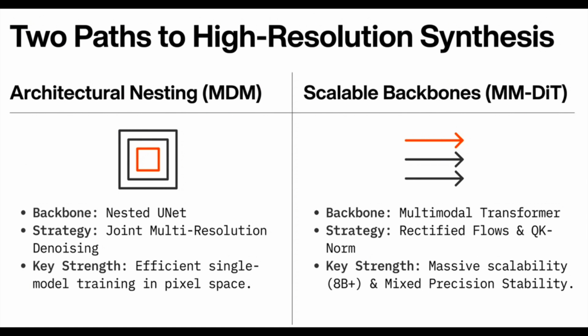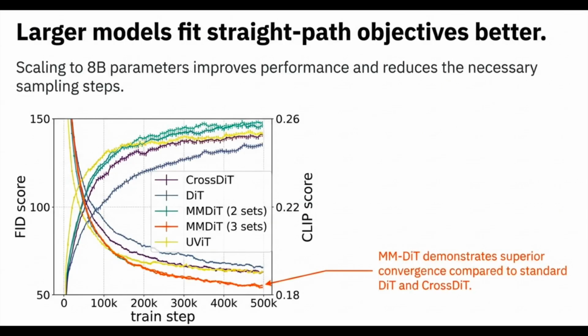MDM shows us we don't need a server farm if we're smart about the architecture. Rectified flow shows us how to optimize the math. It is wild to think about how fast this is moving. We went from it's drawing a picture to it's denoising a latent space to it's nesting resolutions like Russian dolls in the span of, what, 3 years? It moves at breakneck speed. And honestly, it leaves me with this lingering question, one that I find myself staring at the ceiling thinking about late at night.